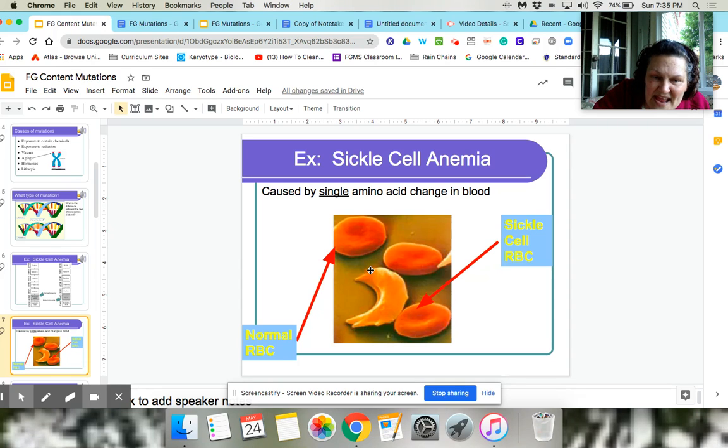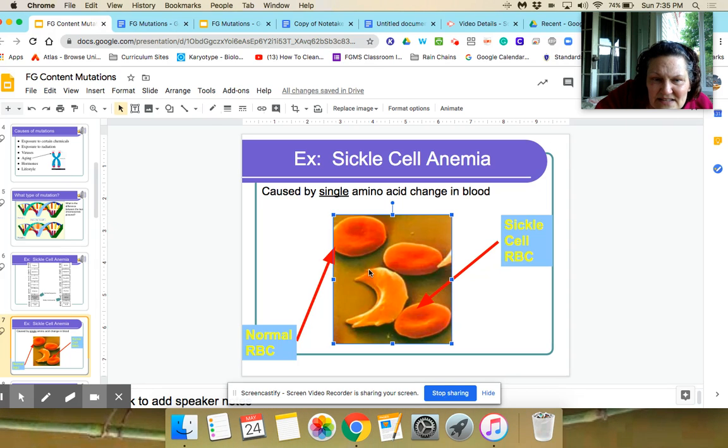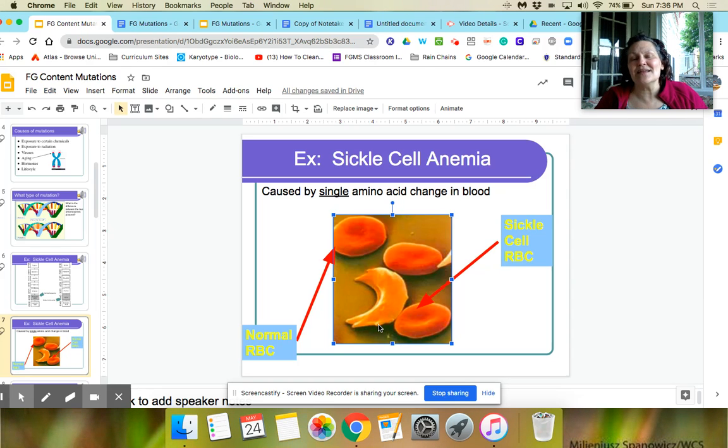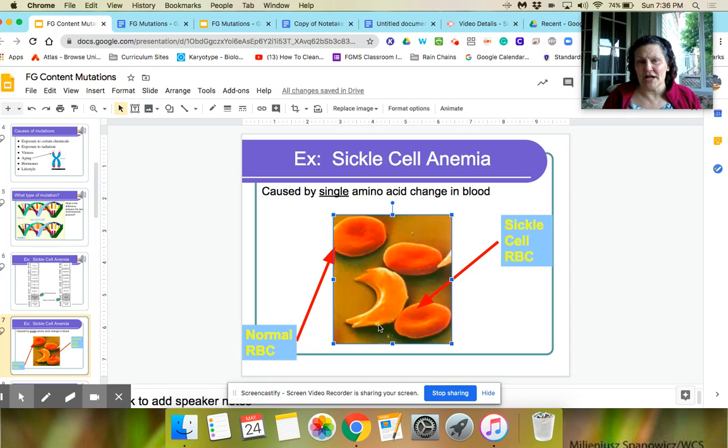They also have these little pointy things. These little pointy things can get stuck in blood vessels. And so they can sort of cause traffic jams, right? So it gets stuck, and then the cells that are coming behind it kind of stack up, so that there can be blockages.